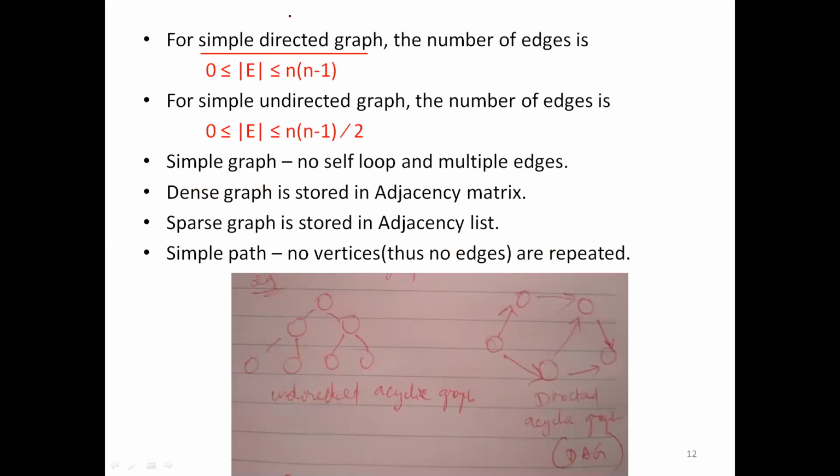In case of a simple directed graph, how many edges are required? It falls between 0, so it's a mathematical notation. If anything is required, please chat to me in the chat box. One of the students has raised a hand. Please let me know in the chat box. Is there anything else?